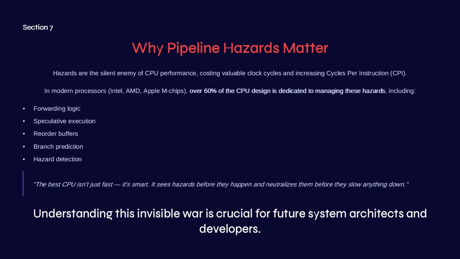Why do pipeline hazards matter? Let me be clear, hazards are the enemy of performance. Every hazard wastes valuable clock cycles, increases CPI, cycles per instruction, and adds complexity to CPU design. In modern processors, Intel, AMD, Apple M chips, over 60% of the design is dedicated to handling forwarding logic, speculative execution, reorder buffers, branch prediction, hazard detection. In other words, we spend more time handling hazards than executing instructions.